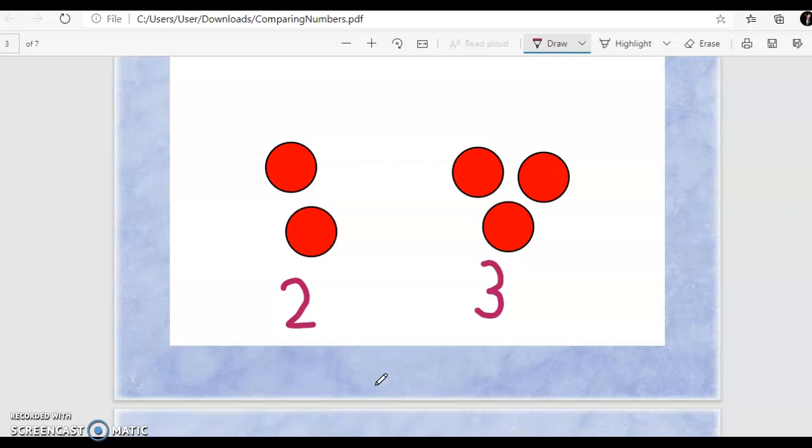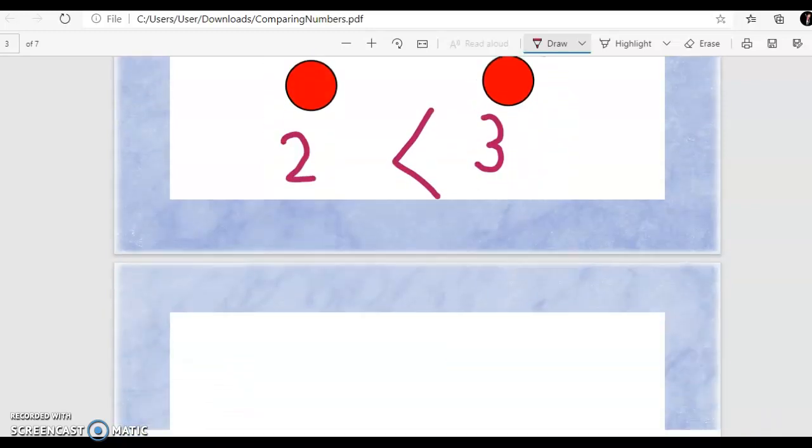Yes, you're right. Number 3 is greater than number 2. So Ali Alligator opens his mouth towards number 3 and turns his back to number 2. Let's read the comparing sentence together. 2 is less than 3, or 3 is greater than 2. Let's continue.